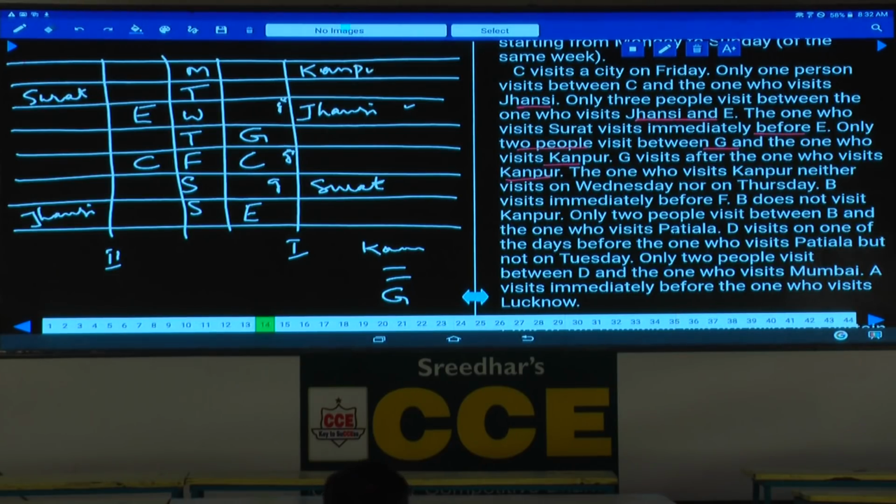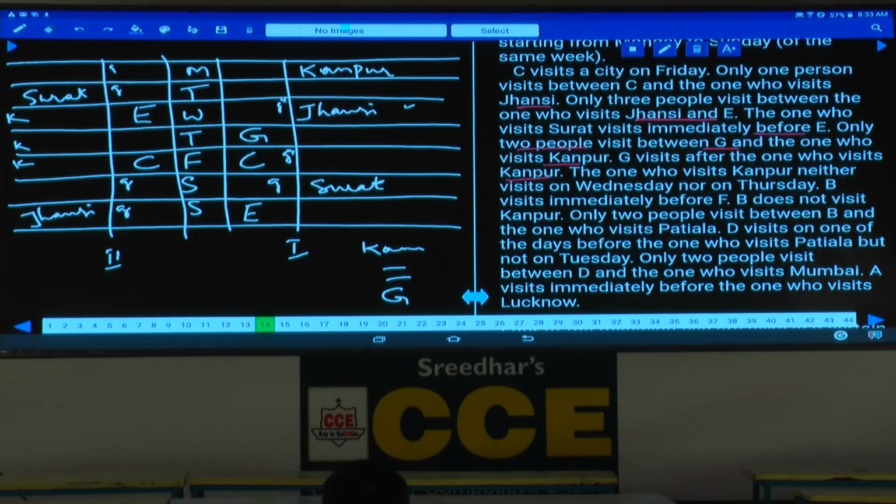Are you following or not? Only 2 people between G and Kanpur. And similarly here again, only 2 people between G and Kanpur. If G is at this place, 1, 2, Kanpur can be here, isn't it? Or if G is at this place, Kanpur can be here. Hence, how many possibilities for this one? G at this place, Kanpur can be here. Or if G is here, 1, 2, Kanpur can be here, isn't it?